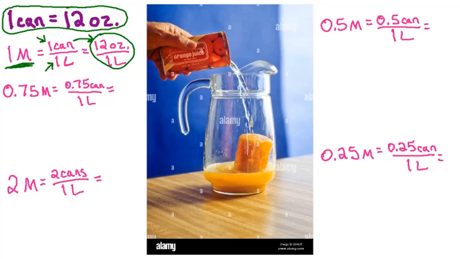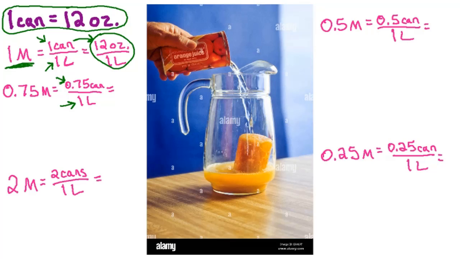What if we only have 0.75 molarity? Well, that means we're going to be using 0.75 cans of frozen orange juice concentrate in 1 liter of water. Because the 1 liter never changes. That's what molarity is. It's a measure of how much of the substance is in 1 liter of water.